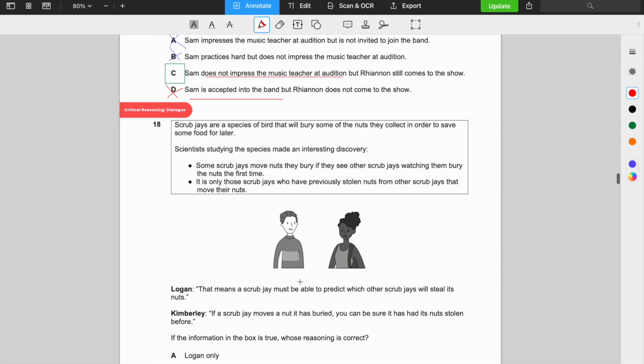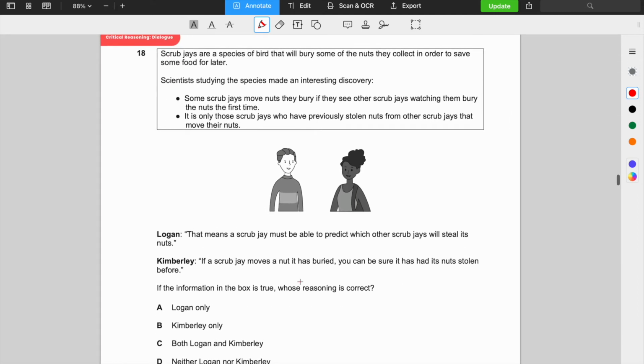Okay. Right, let's do this question. Scrub jays are a species of bird that will bury some of the nuts they collect in order to save some food for later. Scientists studying the species made an interesting discovery. So there's two conditions. First one, some scrub jays move nuts they bury if they see other scrub jays watching them bury the nuts the first time. It is only those scrub jays who have previously stolen nuts from other scrub jays that move their nuts.